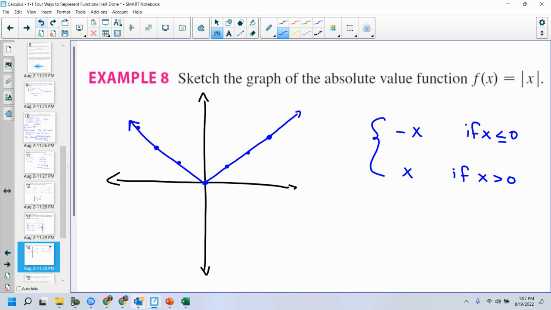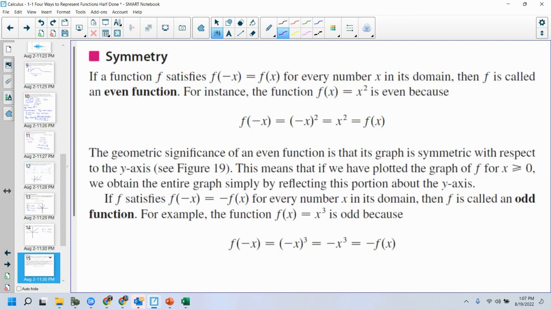Okay. Let's talk about symmetries now. Did you guys talk about symmetries in pre-calc? Even symmetry, odd symmetry? Maybe a little bit. We're going to talk about even and odd functions a lot. Because if we know a function is even, we can do certain things with it. If we know a function is odd, then it fits a role. They all kind of follow the same rules.